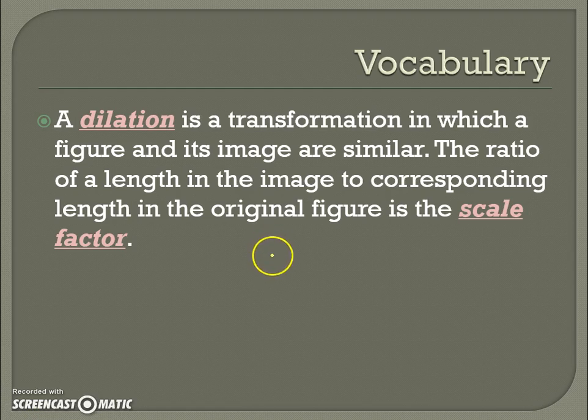Here's a couple vocab words. You need to write these down. A dilation is a transformation in which a figure and its image are similar. The ratio of a length in the image to the corresponding length in the original figure is called a scale factor. Dilations are when figures get smaller or they get bigger. So that's what we're going to be focusing on today for this particular one.